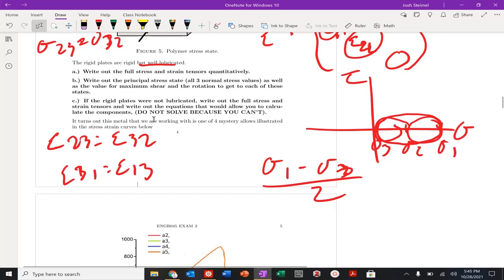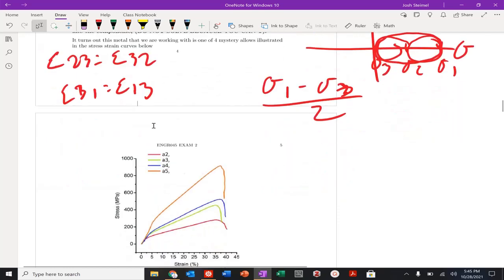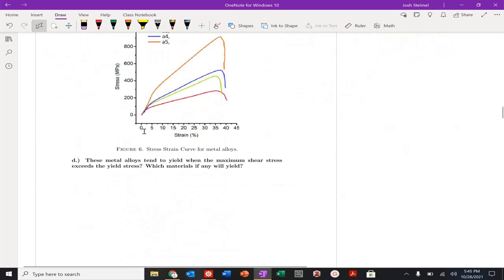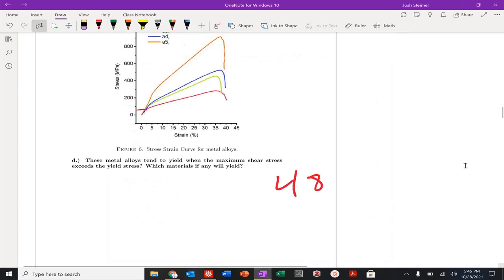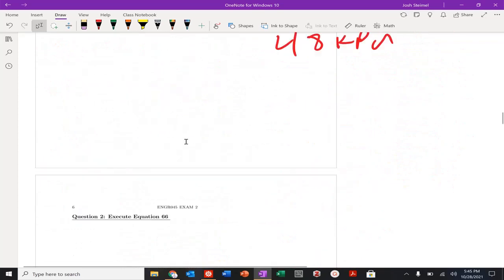Turns out this material we're working with is one of the 4 mystery alloys illustrated in the stress strain curves below. These metal alloys tend to yield when the maximum shear stress exceeds the yield stress. Which material, if any, will yield? So all of these materials tend to yield at values of hundreds of megapascals. My maximum shear stress here is 47, basically 48 kilopascals. So none of these materials are going to yield at all. They're well beyond those values.